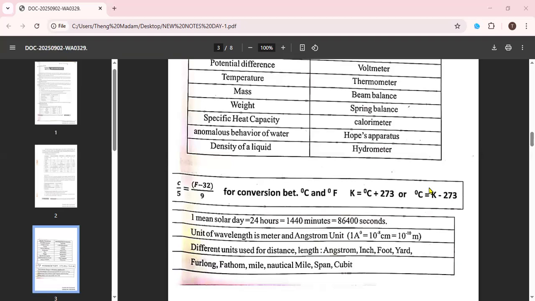Then dear students, you should know the conversion also for Celsius into Fahrenheit and Fahrenheit into Celsius. Then when temperature is given in Celsius, when we add 273, we obtain the Kelvin temperature. When Kelvin temperature is given, from that you subtract 273, we obtain the degree Celsius temperature.